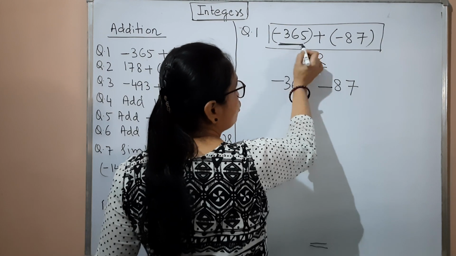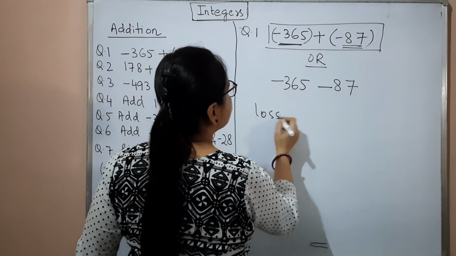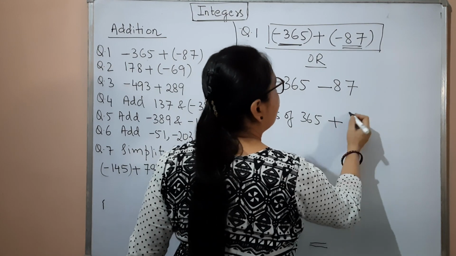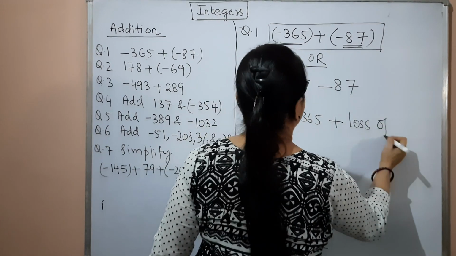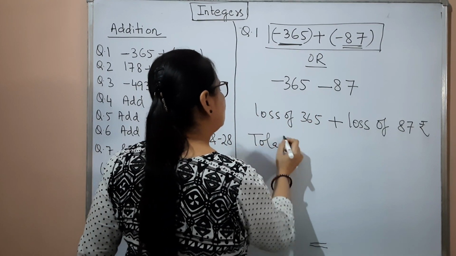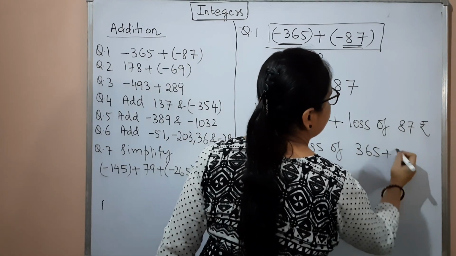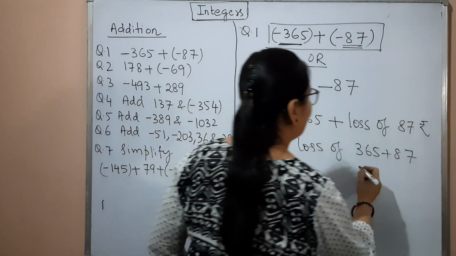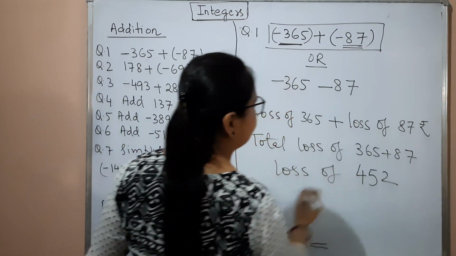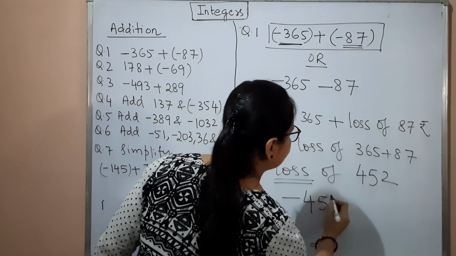If we do with the story method, we know we have a loss of 365 rupees and again a loss of 87 rupees. So a total loss of 365 plus 87, which becomes 452. A loss of 452, or because it is a loss, it means the answer is 452.